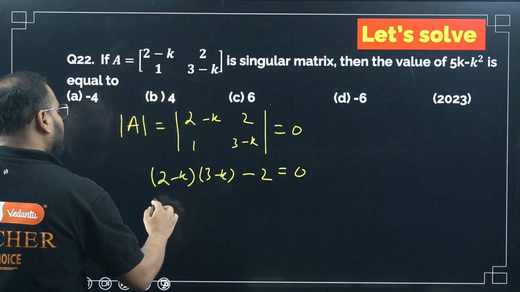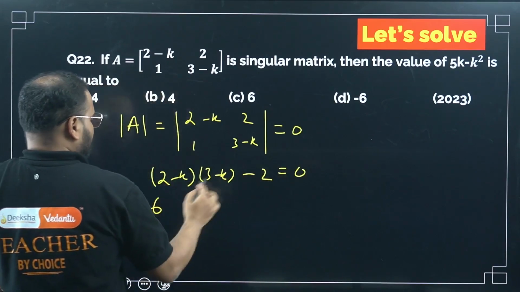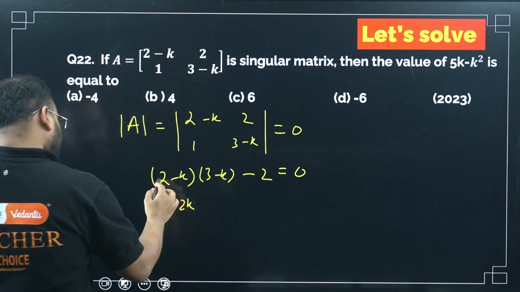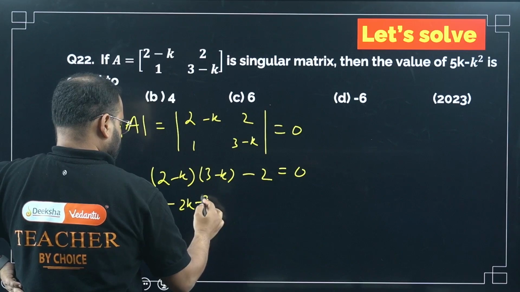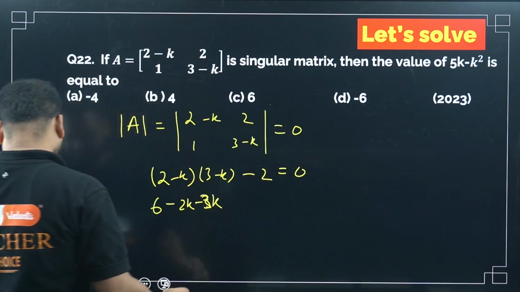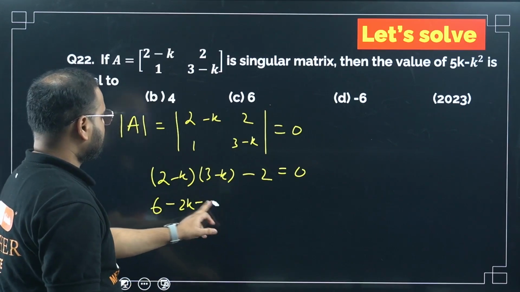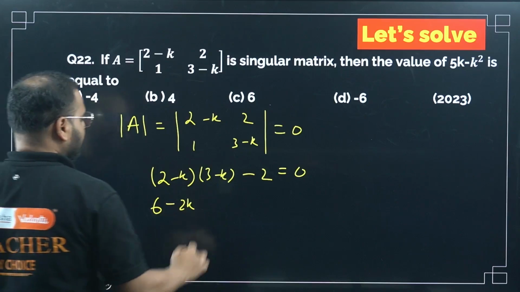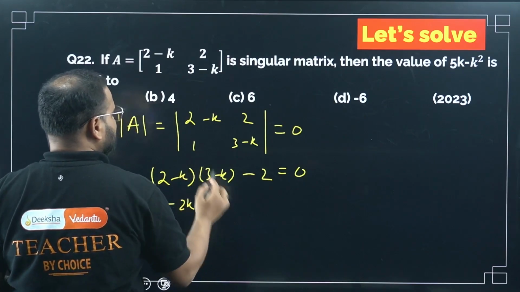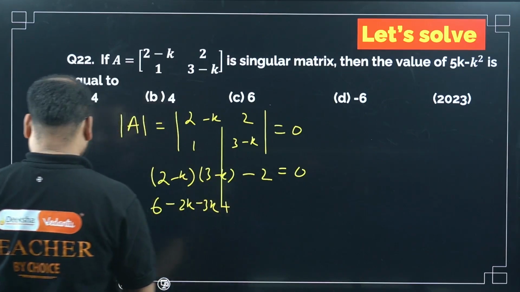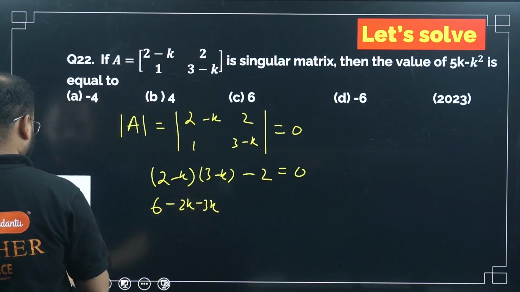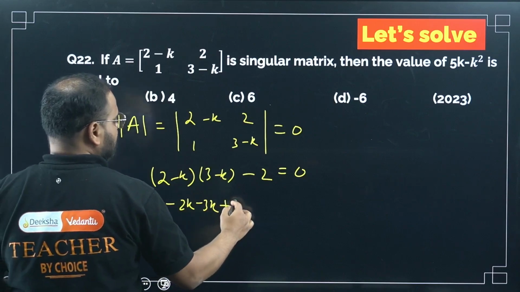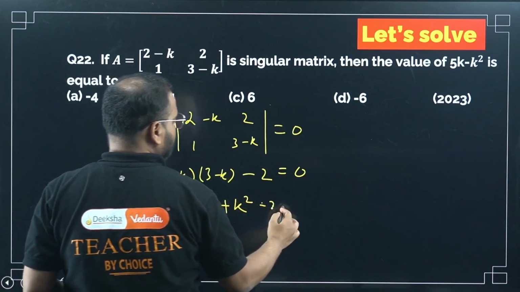Please check here. How much do I get? 6. 2 with minus k, minus 2k. Minus 3 with k, minus 3k. It's messy, okay, I'll rewrite it. Minus k with minus k, so plus k square. Minus 2, so k square minus 2 equals to 0.